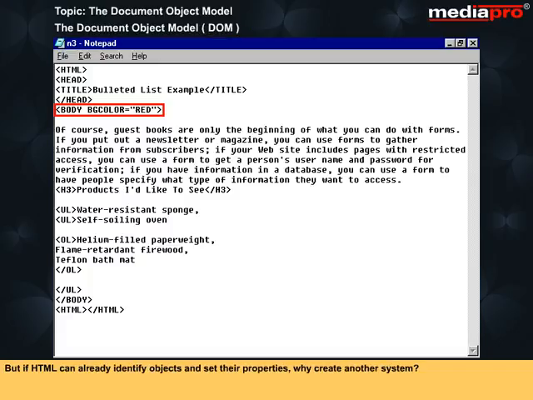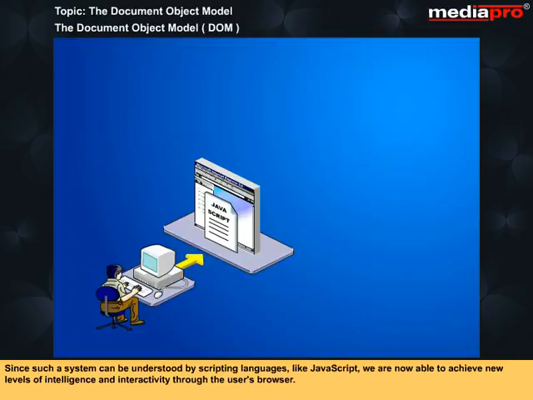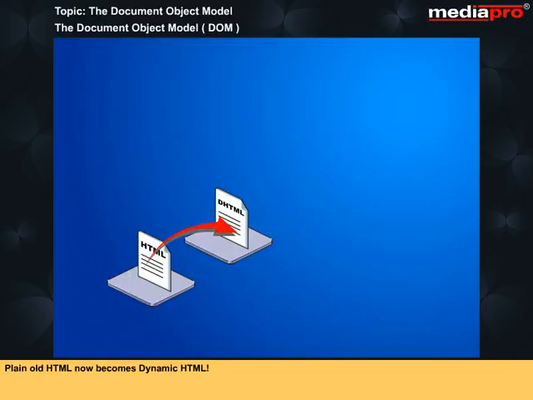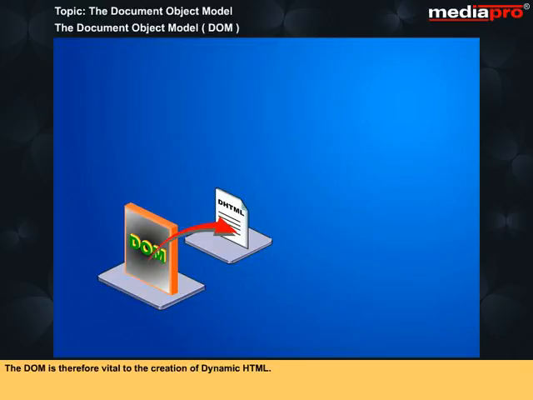But if HTML can already identify objects and set their properties, why create another system? Since such a system can be understood by scripting languages like JavaScript, we are now able to achieve new levels of intelligence and interactivity through the user's browser. Plain old HTML now becomes dynamic HTML. The DOM is therefore vital to the creation of dynamic HTML.